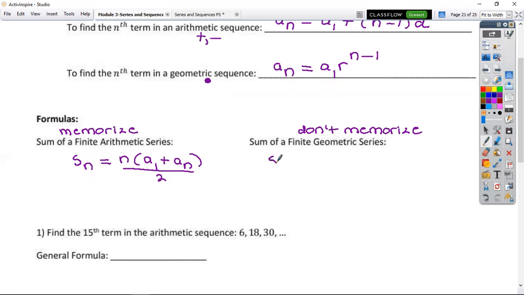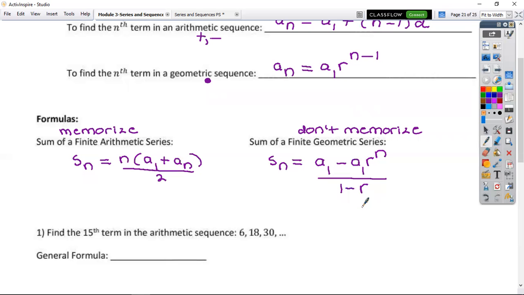This formula is right off your sheet. So this is a sub 1 minus a sub 1 times r to the n divided by, there's a couple different versions of this. So this one is 1 minus r. So that's the one that's listed on your formula sheet.